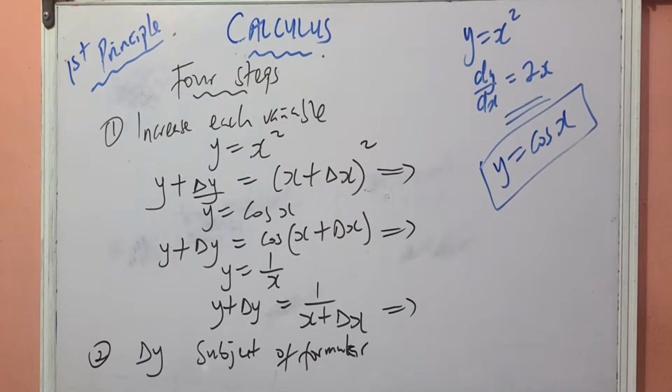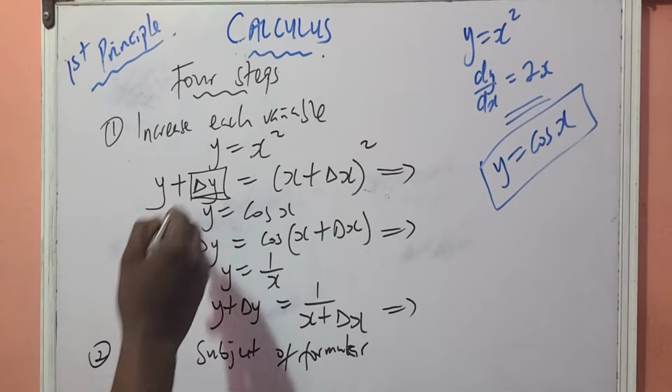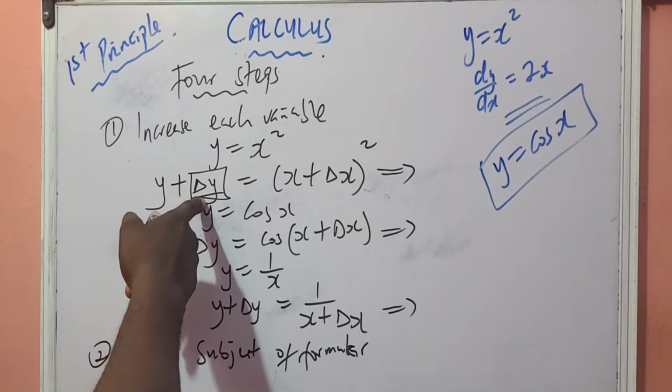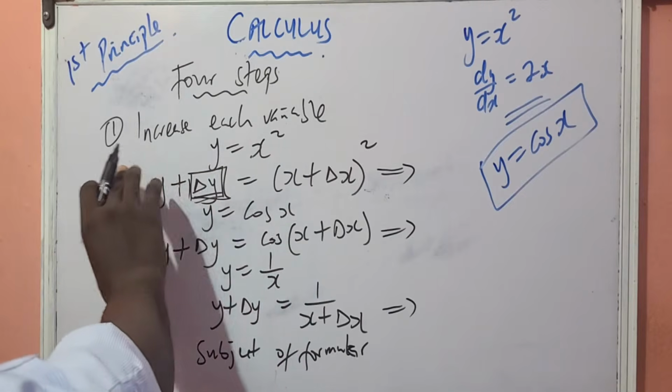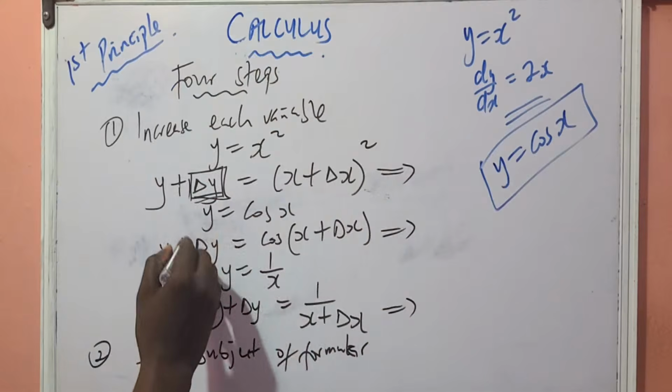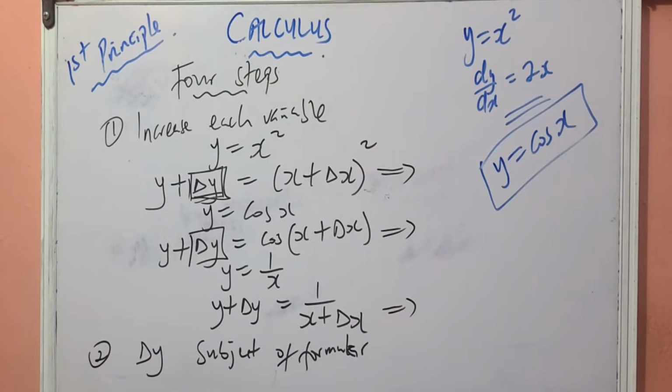This means, according to the principle of mathematics, you want to go on to find a way to isolate the change in y. You want to isolate change in y and put every other variable on the other side. Same thing goes here. You want to make change in y the subject of formula. And this one also, you want to make change in y the subject of formula. So that is the principle around first principle. That's the second step.